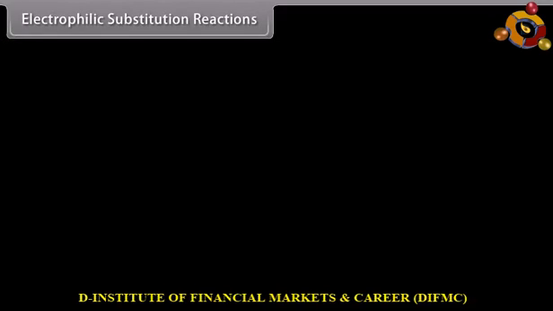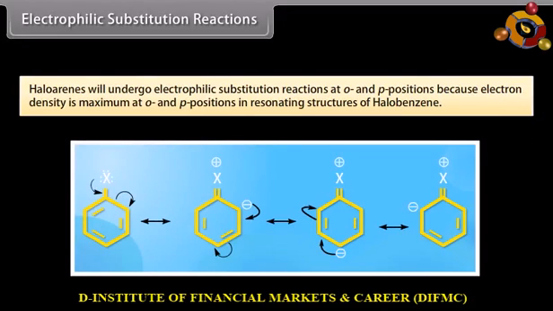Electrophilic substitution reactions. Haloarenes will undergo electrophilic substitution reactions at ortho and para positions because electron density is maximum at ortho and para positions in the resonating structures of halobenzene.